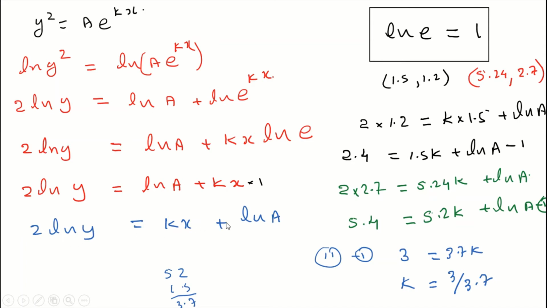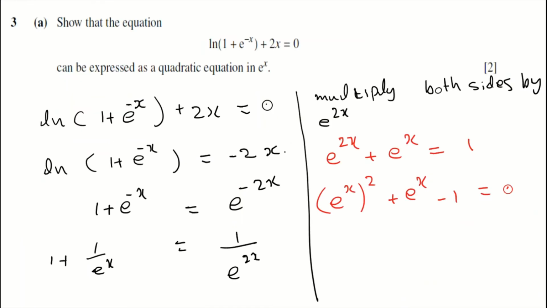So now we have this equation 2 ln y equals kx plus ln a, and we've got two different points on this straight line, right? 1.5 comma 1.2. So we will apply this: 2 into 1.2 equals k times 1.5 plus ln a. This will result as 2.4 equals 1.5k plus ln a. This is equation number 1. We can construct another equation by using the other point they have given. So that will give us 2 into 2.7 is equal to 5.24k plus ln a. Now we've got two equations.